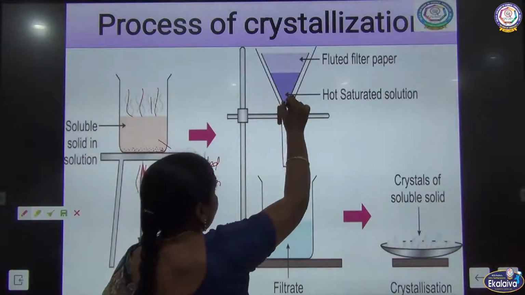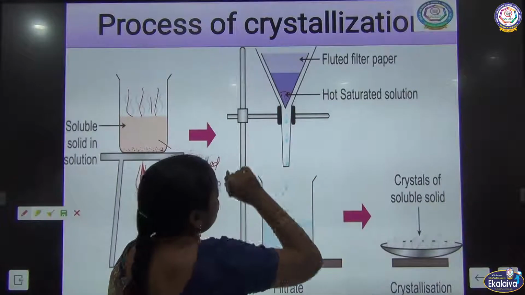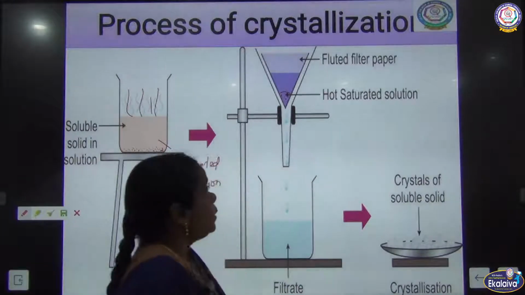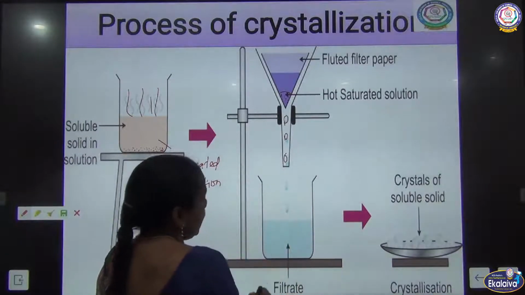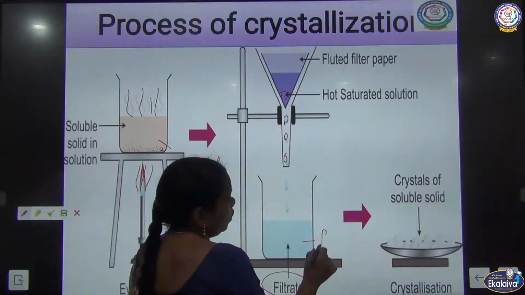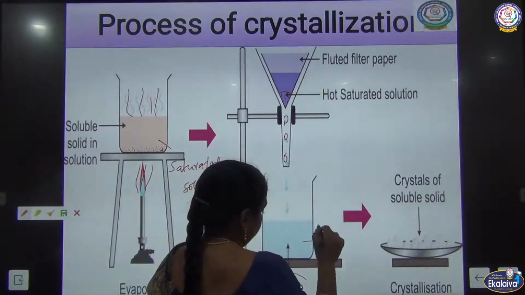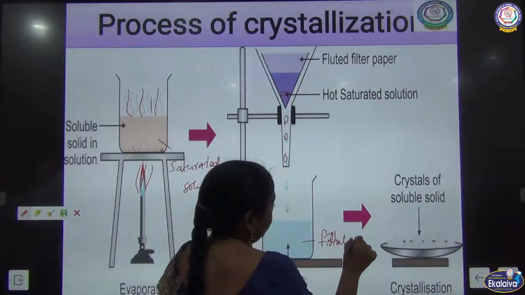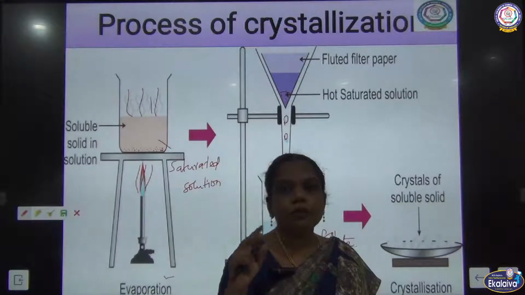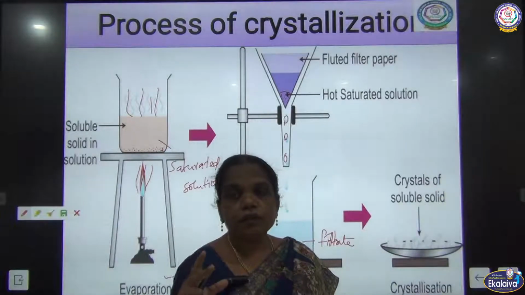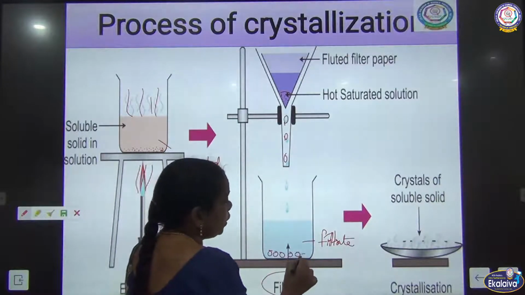By using the filter paper, the insoluble impurities stay in the filter paper, and then the saturated solution, this is called what? Filtrate. This filtrate we keep for some time without disturbing the liquid. So the crystals are going to reappear in the solution, in the filtrate.